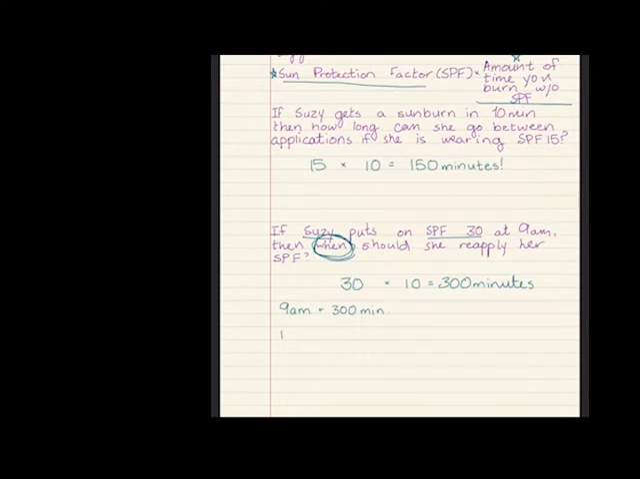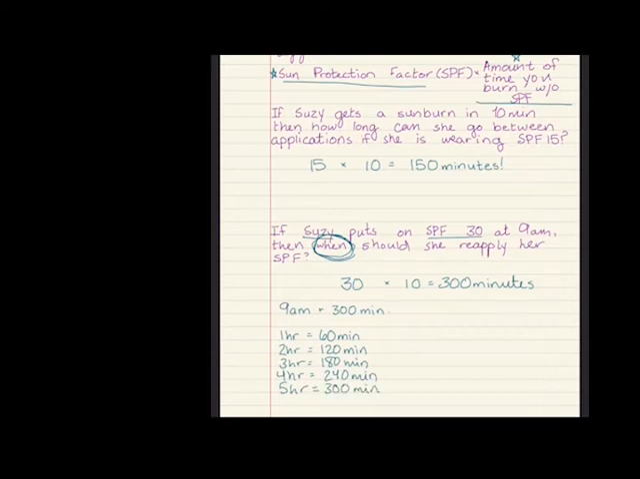So 1 hour equals 60 minutes. 2 hours is 120 minutes. And then we've got 3 hours is 180. 4 hours is 240. And 5 hours is 300.